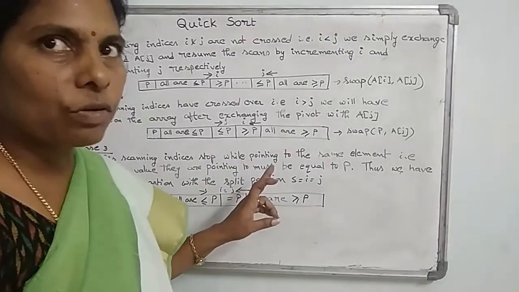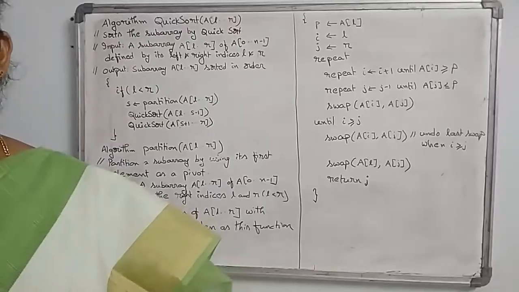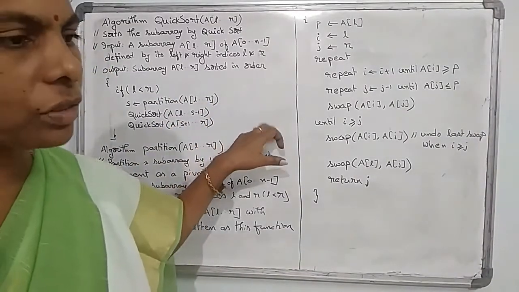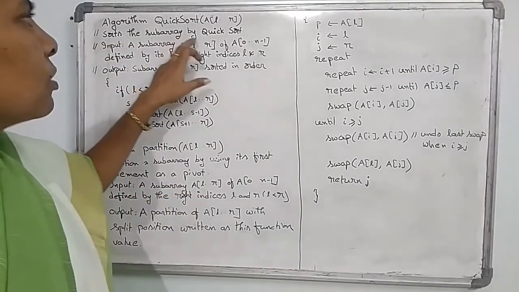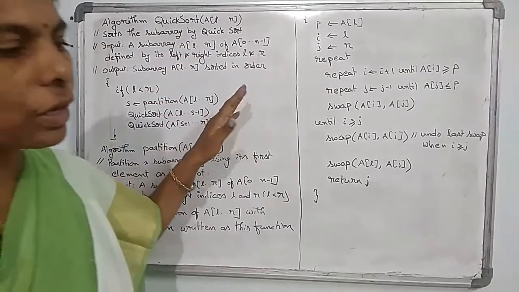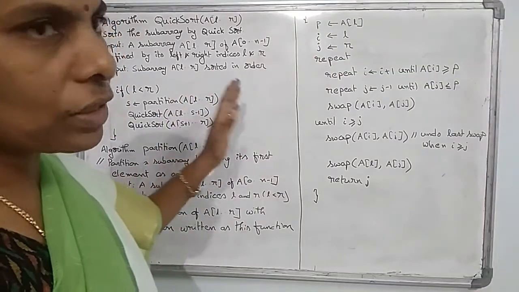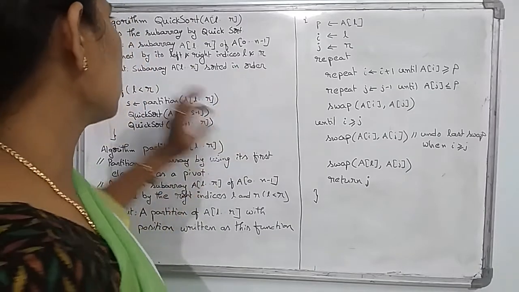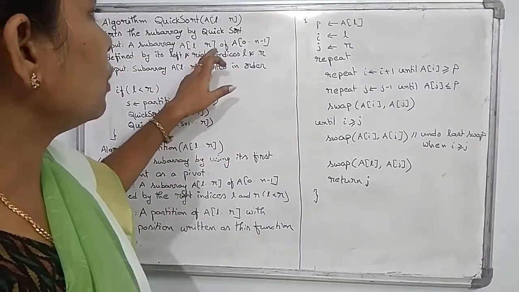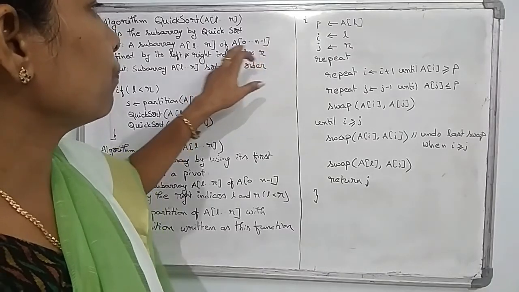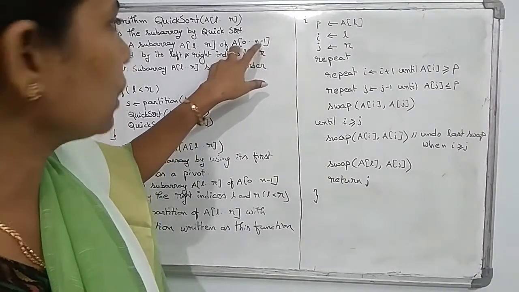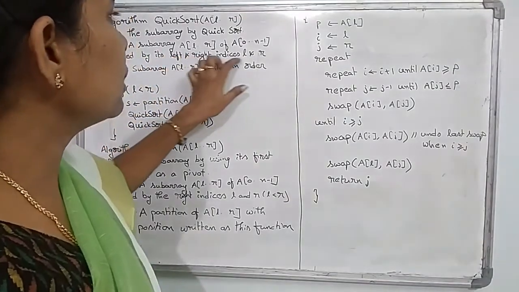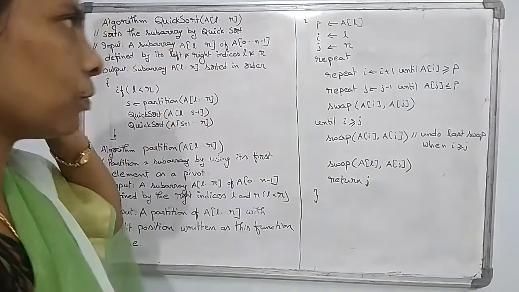Okay, now we will discuss the algorithm. This is the algorithm for quicksort. We sort the subarray by quicksort. That means we identify the splitting position, and after that we have two subarrays. Within each subarray you can apply the quicksort process. The input is a subarray A[L..R] of A[0..n-1], defined by its left and right indices L and R.